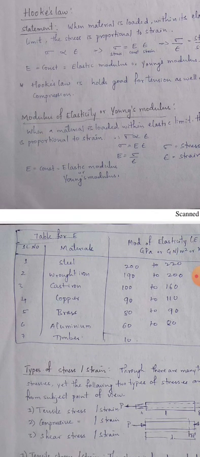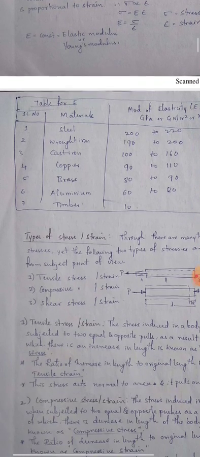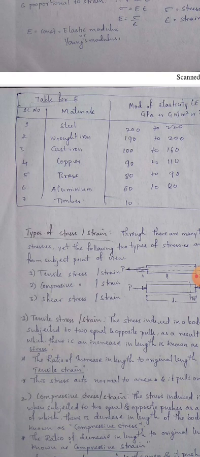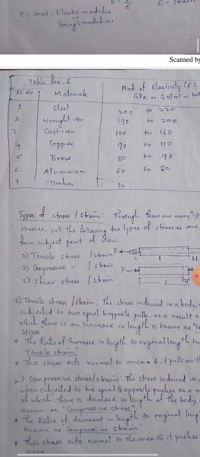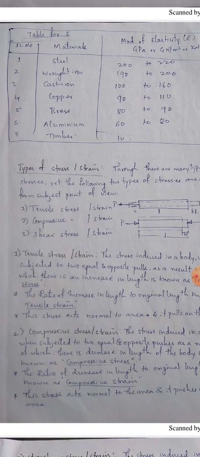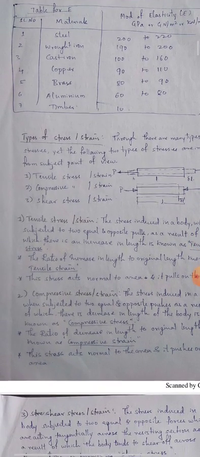This is a table for Young's modulus values. If you consider strain, the types of stress and strain remain the same, but due to some action the definition will remain the same. For example, see here, there are three types of stresses, and strain also. First one, tensile stress due to the action of a pull, compressive stress due to the action of a push, and due to some shear, it is a shear stress.